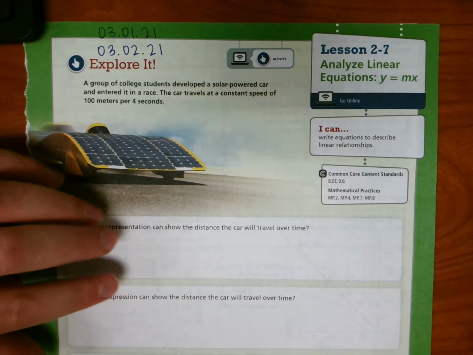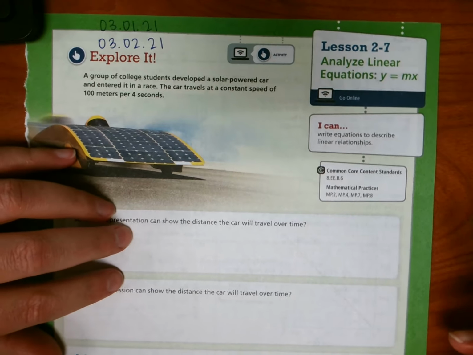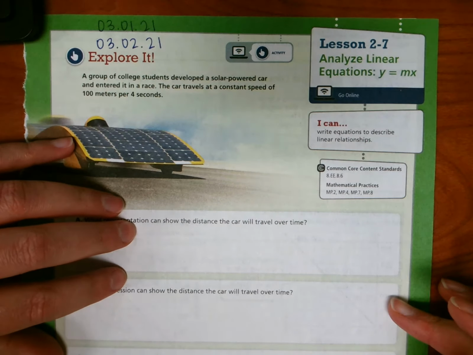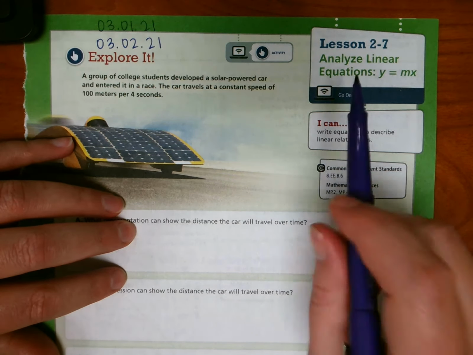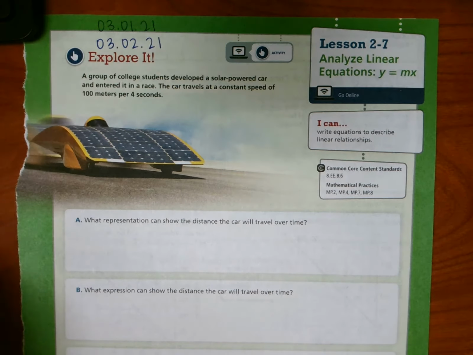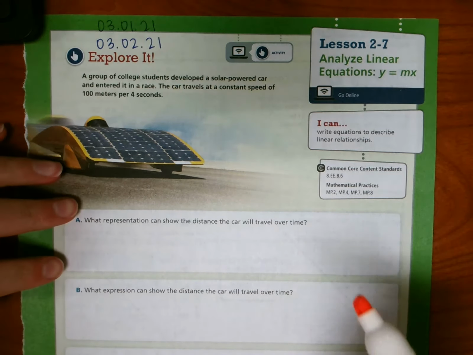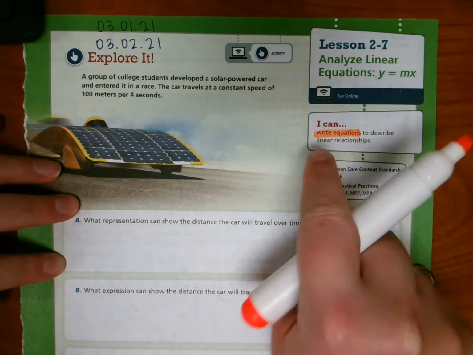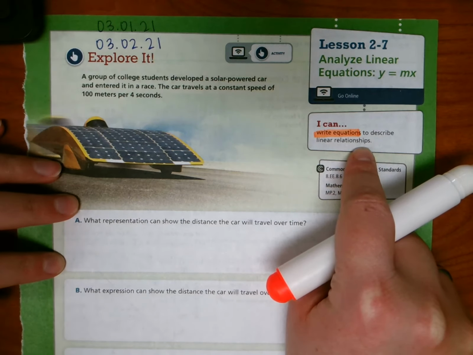So we are looking at lesson 2-7, Analyze Linear Equations. This can be found on page 133. Our target for today, or for this lesson, is I can write equations to describe linear relationships.